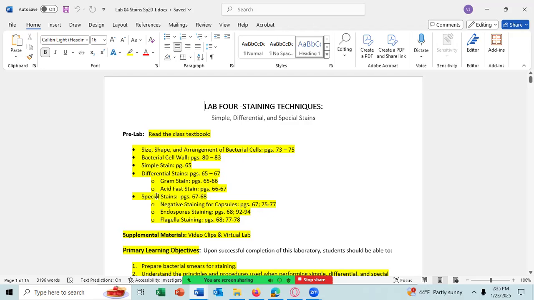We'll talk about three special stains: the negative staining for capsules, the endospore stain, and then the flagella stain. And they are listing the pages to read here, mostly page 67, 75 to 77, page 68, and then page 92 to 94, and then page 68 to page 77 to 78. There are some supplemental materials in this lab. There are video clips and a virtual lab.